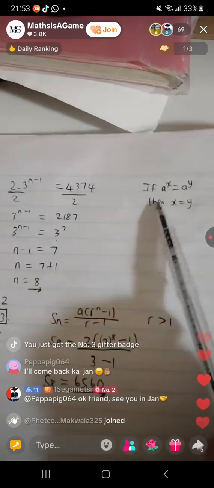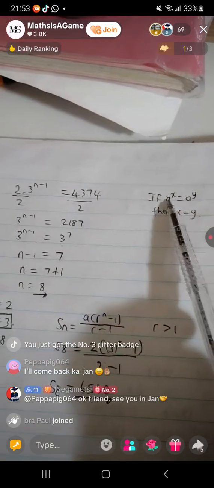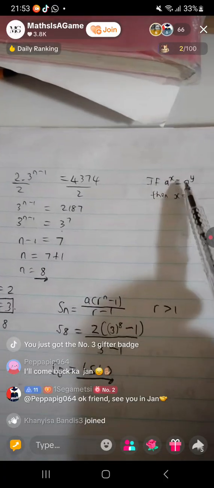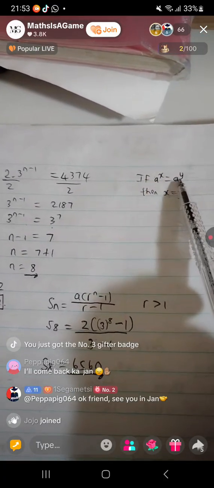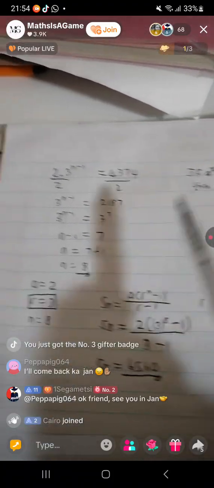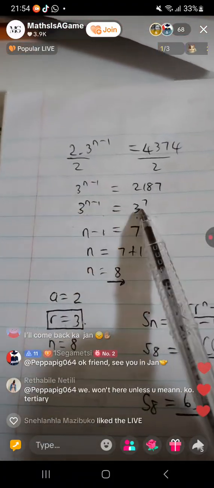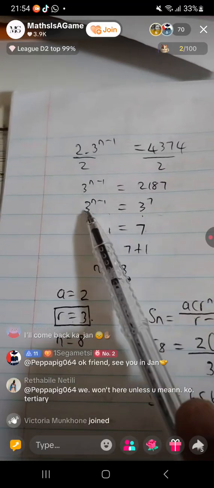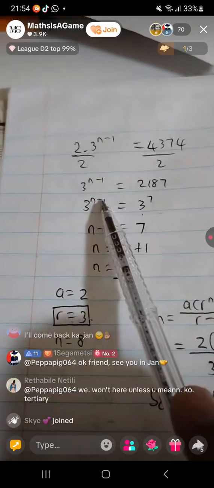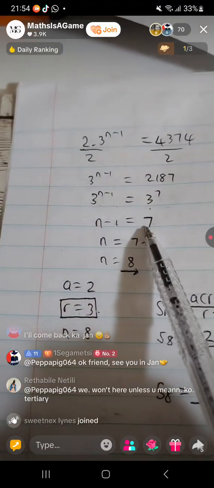What does the rule say? If the bases on either side of the equal sign of an equation are the same, then all you do is simply drop the base and equate the exponents. X is equal to y. So I did the same thing here. It's base 3, base 3. I dropped base 3 on either side, and I took n minus 1 and made it equal to 7.